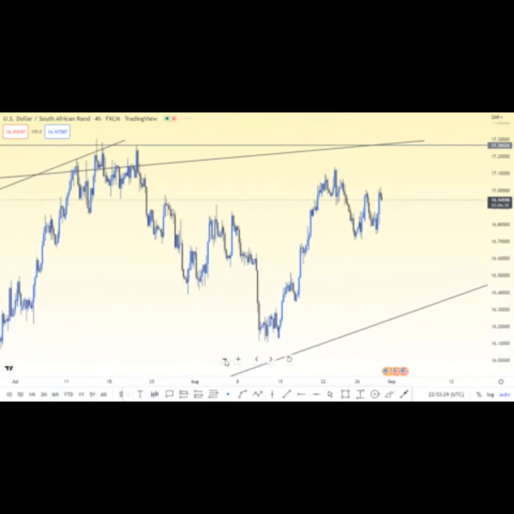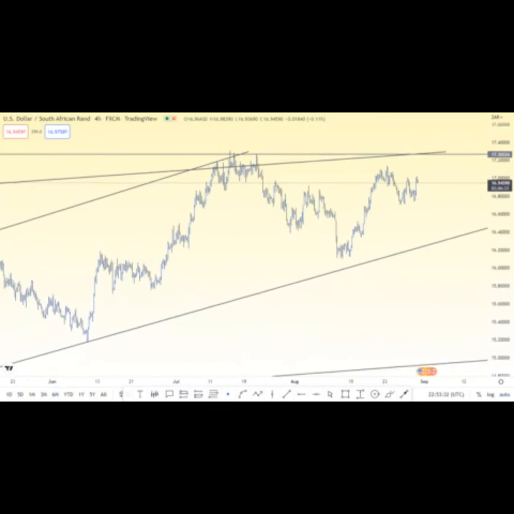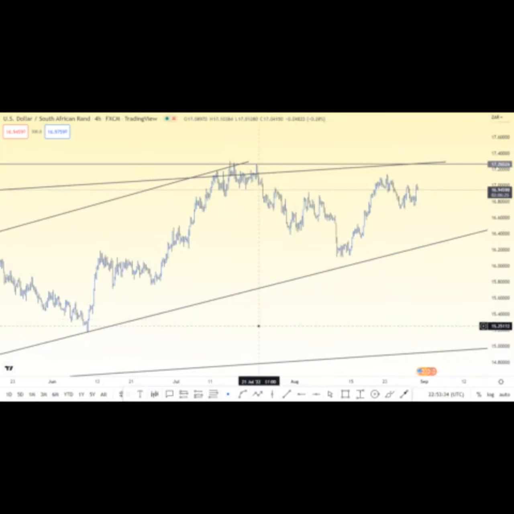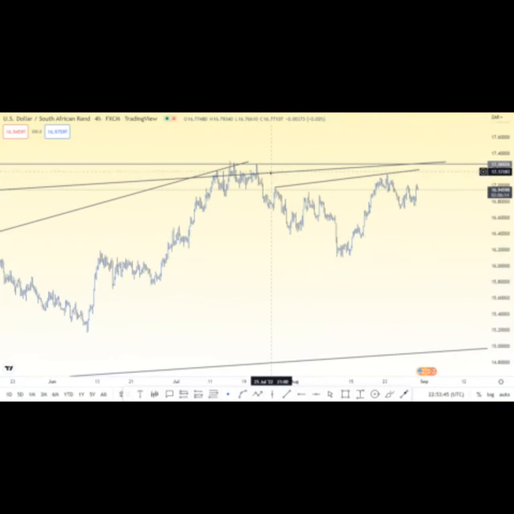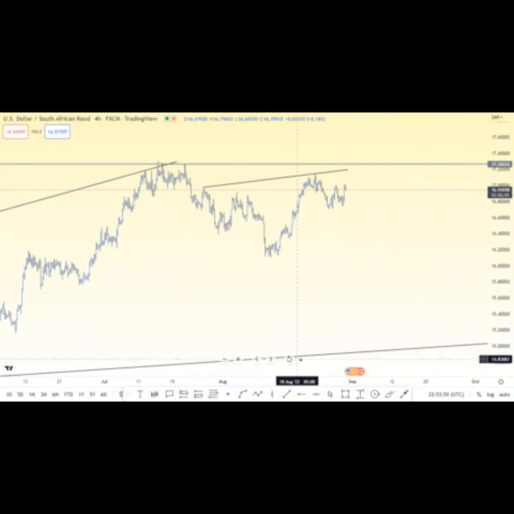This is what we're looking at in the 4-hour chart. See a nice pattern also forming here. We just raise this just to make it a bit cleaner. Let's see another pattern forming right here. There's a pattern, guys. First touch, second touch. That's a pattern. First touch, second touch. That's a pattern.